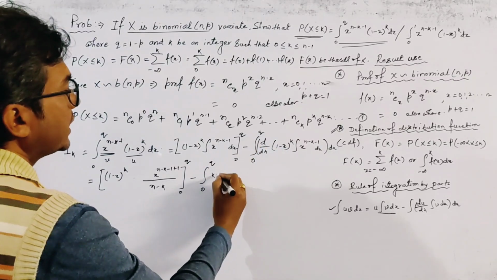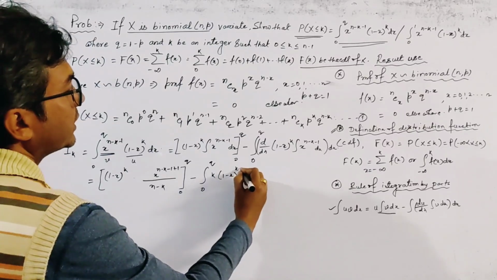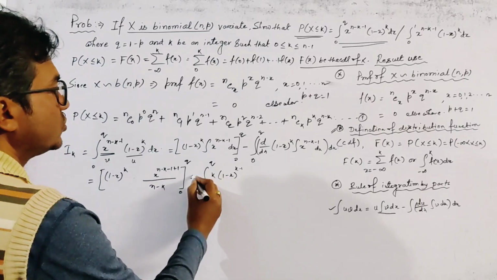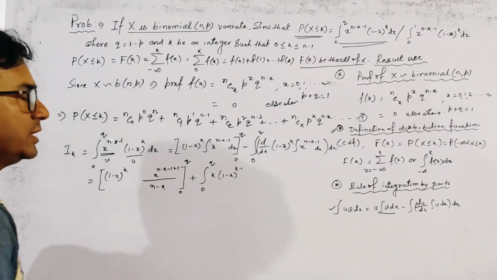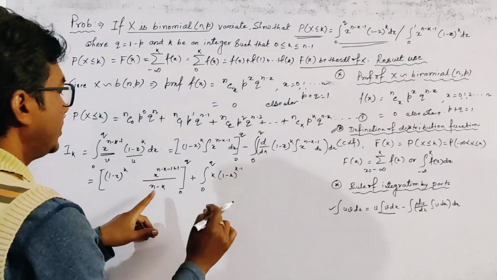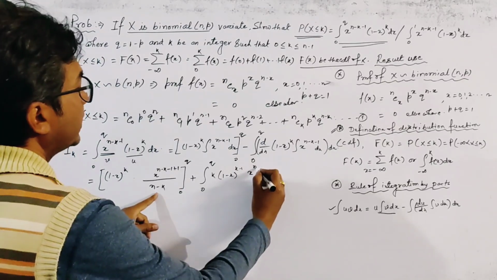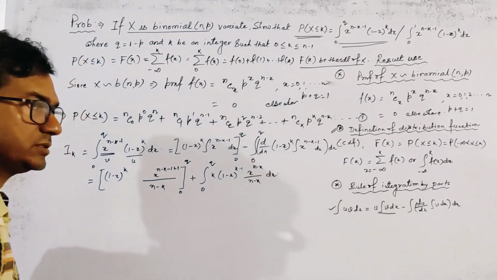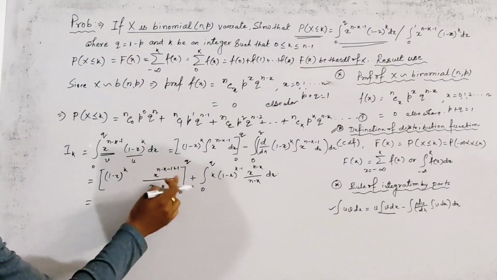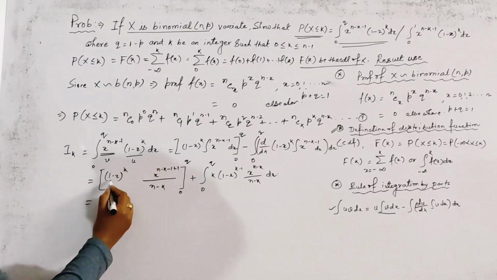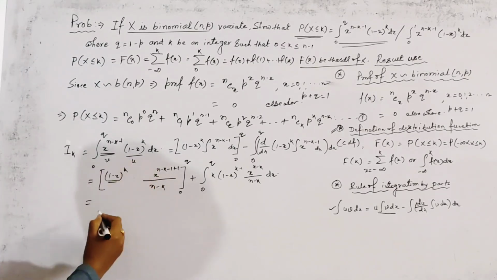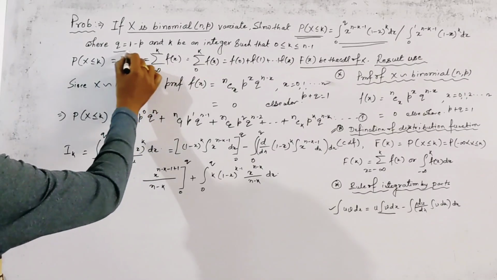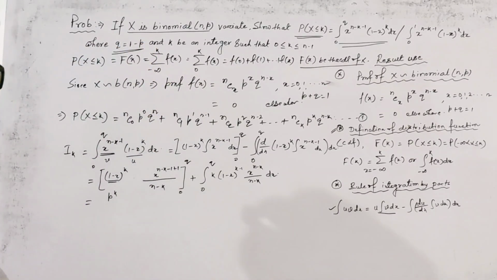Differentiation of this term is k into (1 minus x) to the power k minus 1, and another minus 1 we get because this is minus x, so this is plus. And the integration of this term is x to the power n minus k by n minus k into dx. Okay, and by putting the range of this integration we get (1 minus q) to the power k, and obviously this is p to the power k, because we know that 1 minus q is also equal to p.